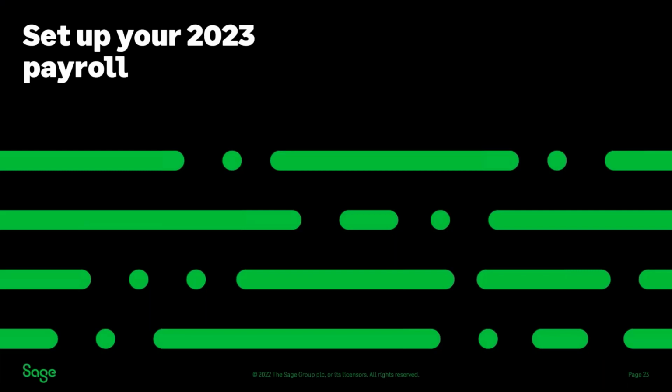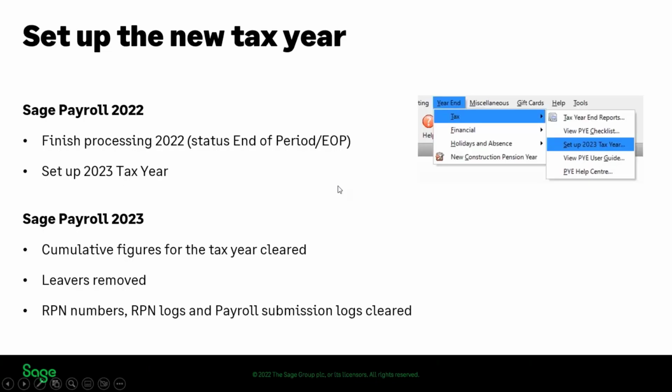So yes, let's have a look into the future now, and we'll start getting set up for 2023. The first thing to ensure is you've completed the steps that Duncan showed you earlier, and you've finished processing your 2022 payroll, and you're currently at end of period. Now, a quick note. It is possible to do this process prior to completing your 2022 payroll. However, it's not something we recommend, as it can cause issues later down the line. So we always recommend making sure you do this once you've finished your 2022 payroll.